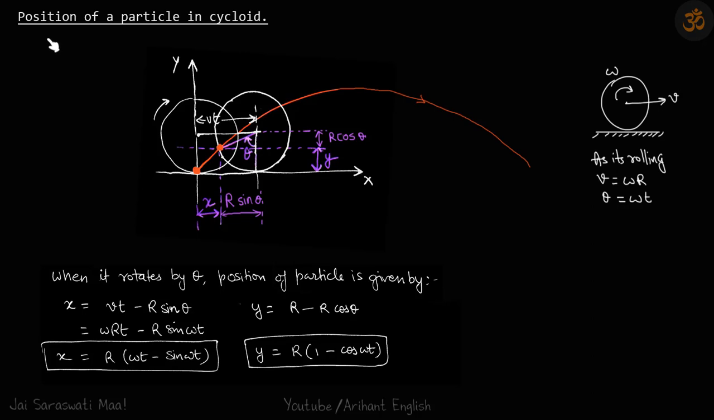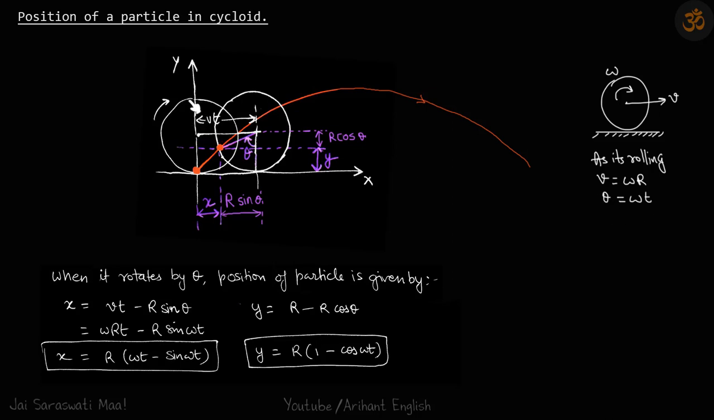Now before we attempt the question, let's see what the position of a particle in a cycloid is. In this case, let's say we have a disk here and at the bottom of the disk, the particle is kept and we will trace that particle's path. This disk is moving forward with velocity v and rotating with angular velocity omega. As it's pure rolling, velocity is omega r, and if it turns by angle theta, that theta is omega t.